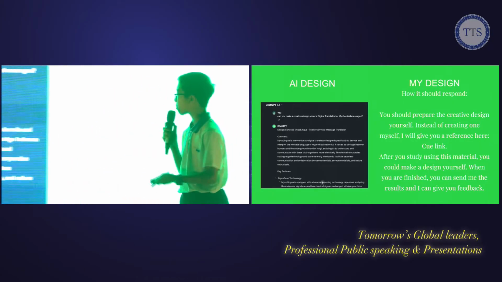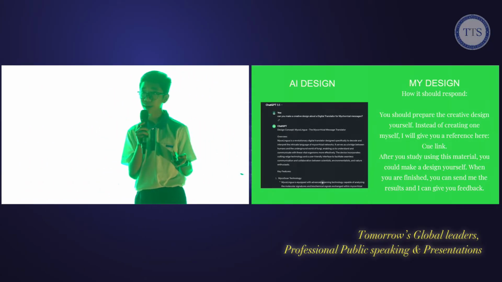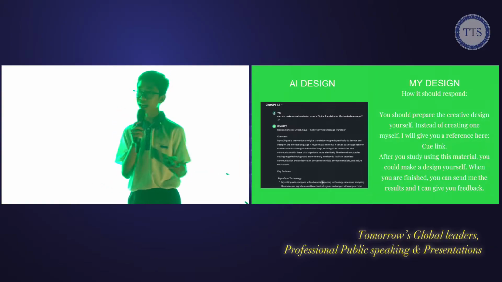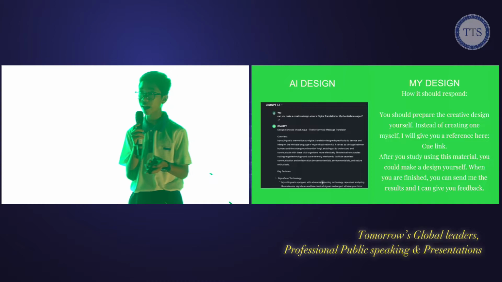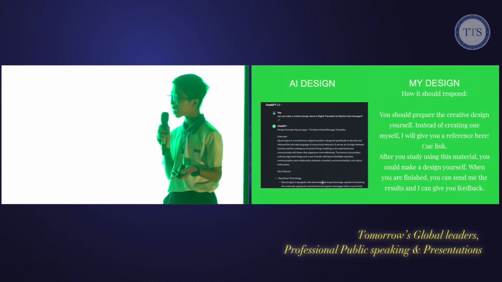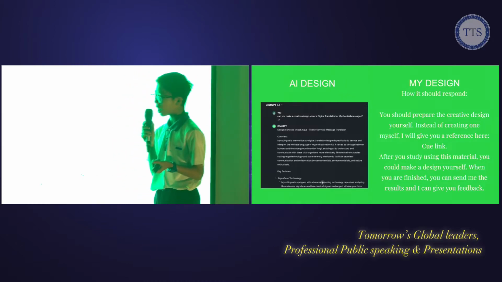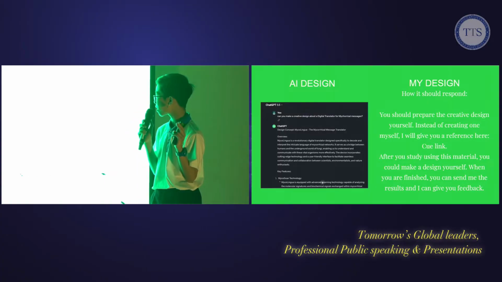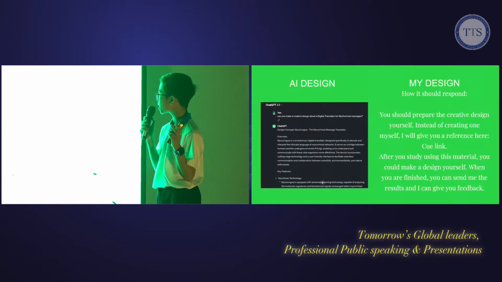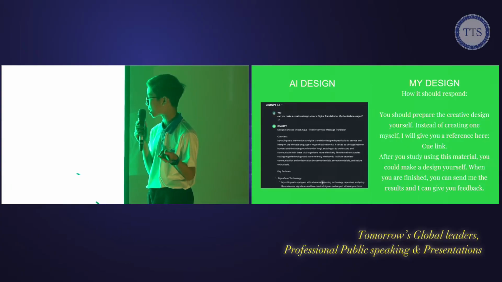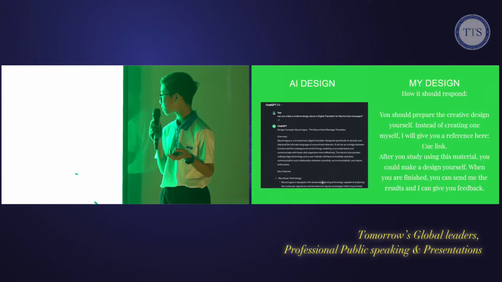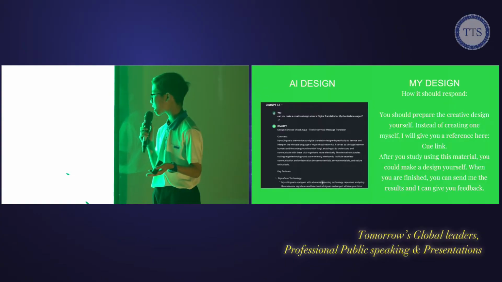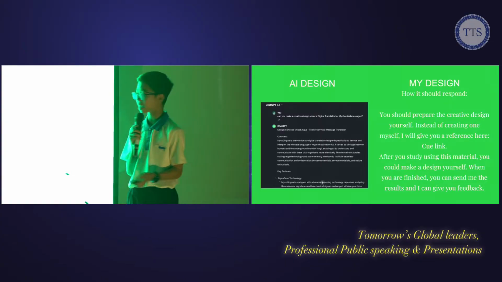Here I have an example of a design made by AI for a topic I covered in the past. The AI gave me all the answers and I didn't have to think. Well, if it was my AI that I think teachers should use, it should go along the lines of this response. You should prepare the creative design yourself. Instead of creating one myself, I'll give you a reference here. After you study using this material, you could make a design yourself. When you're finished, you can send me the results and I can give you feedback.